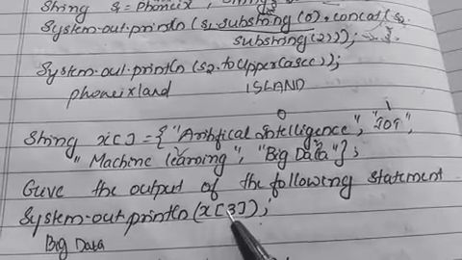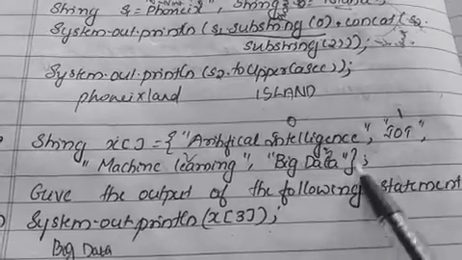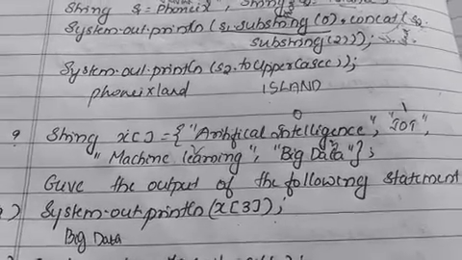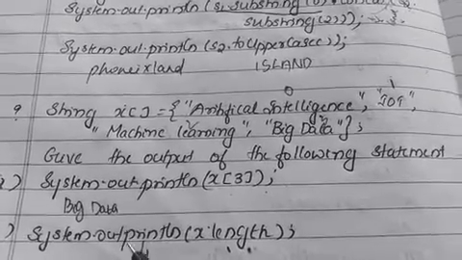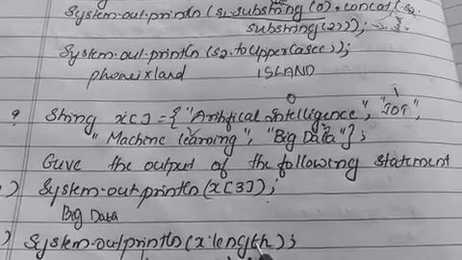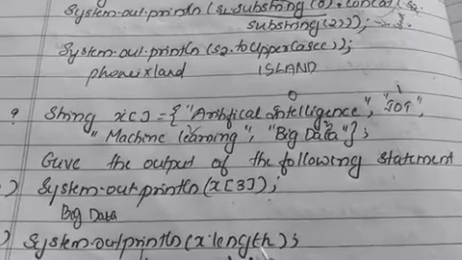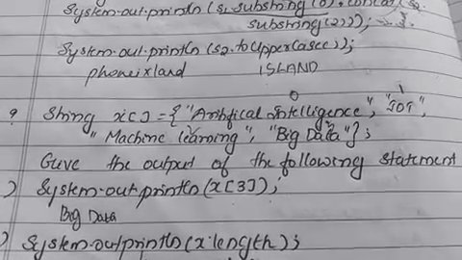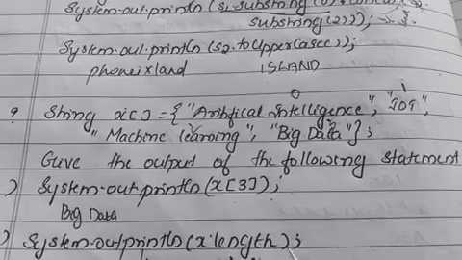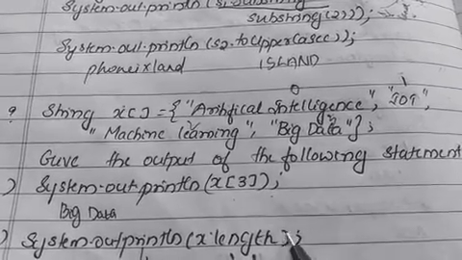So which is the element at x of 3? It is big data. The answer is big data. So next one, System.out.println(x.length). Length is a function. Here you can see that there is no open and close parenthesis. But in string we have used open and close parenthesis to find the length of a string. But in array we are not using like that.